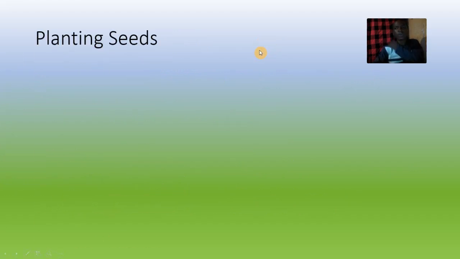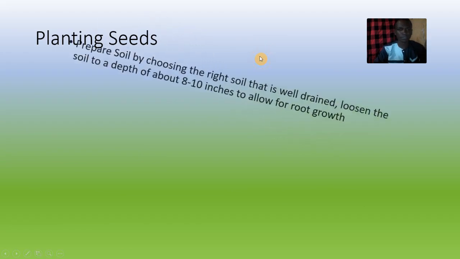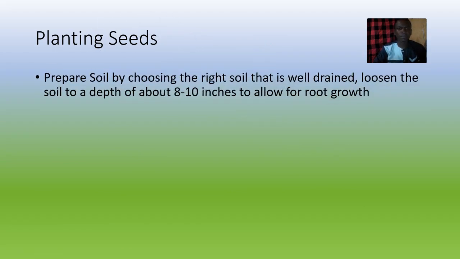Planting seeds. How do we plant our seeds? We need to first prepare the soil by choosing the right soil that is well drained. Loosen the soil to a depth of about 8 to 10 inches to allow for root growth. Remember, when the soil is not loosened, the roots will fail to grow well, hence the plants die.